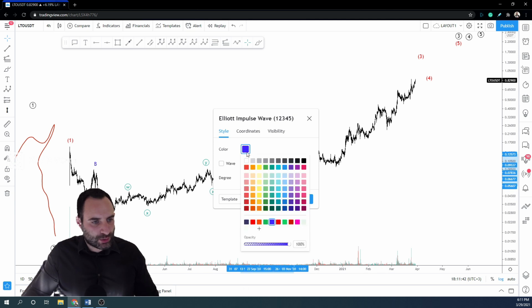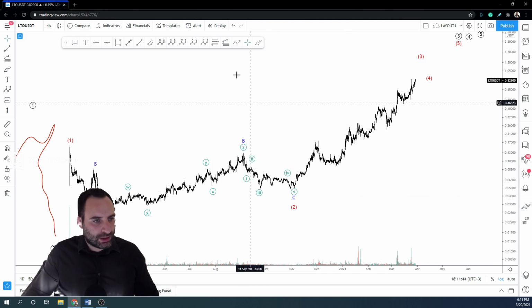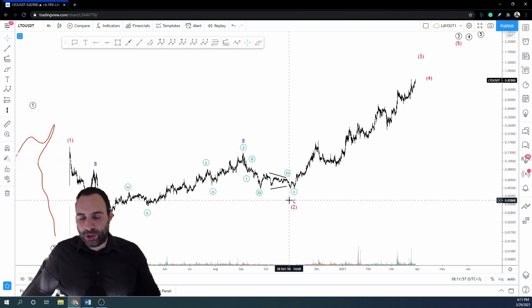Excuse me, that should be the same color as here. And a very nice triangle, it looks like, as well over here, in wave 4. So this is the first wave and the second wave done.